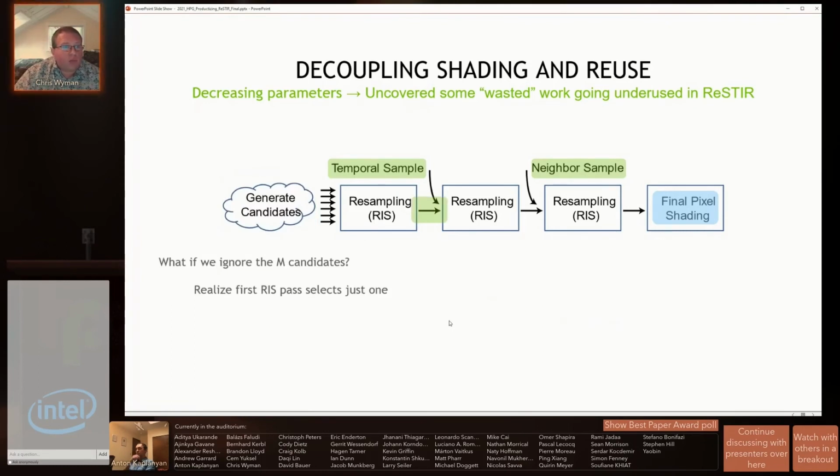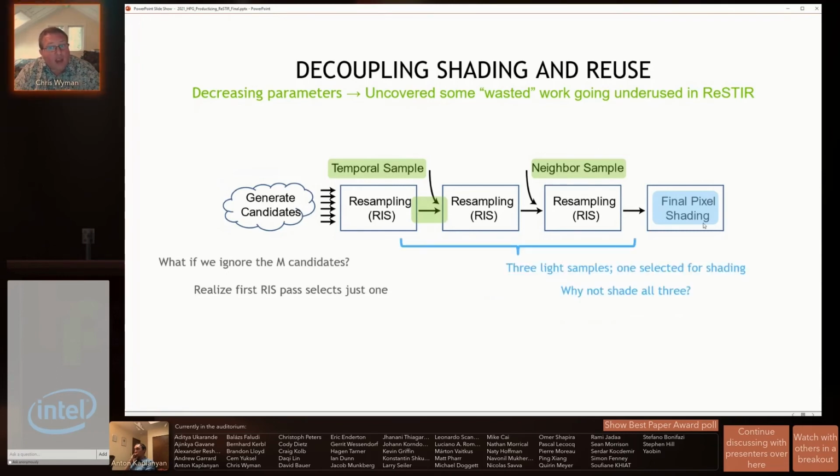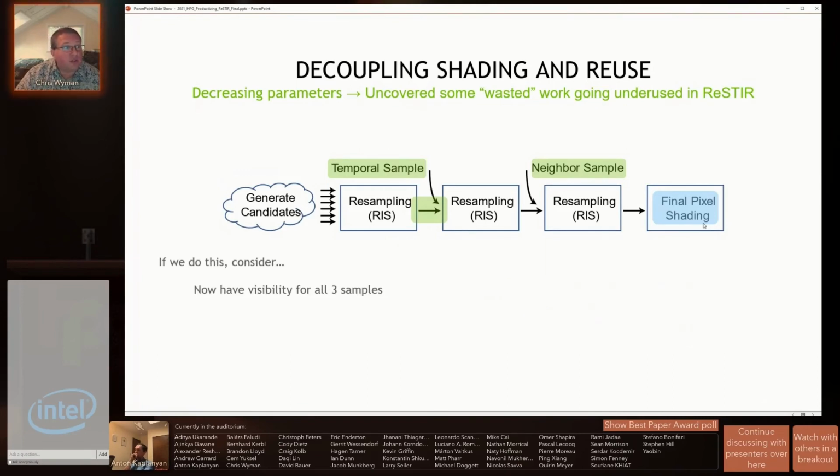But what we can do is realize that the ReSTIR pipeline actually has a step after resampling where we touch 3 samples. One of these 3 samples is what gets shaded and reused in the original ReSTIR pipeline, and so RIS will select just 1. We can ask now, why not shade all 3? Obviously, the answer is you shoot 3 shadow rays instead of 2, but this increases the image quality, and perhaps this is worth thinking about: shooting 3 rays instead of 2, but improving the quality.